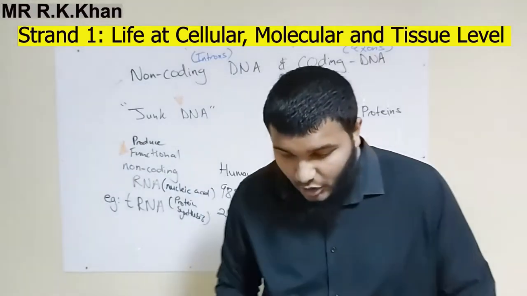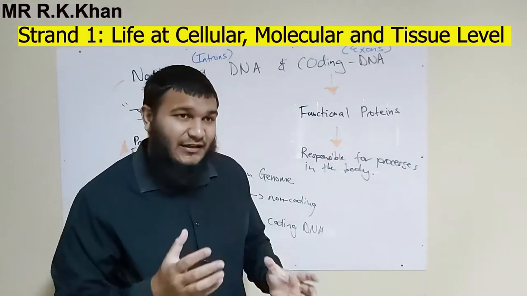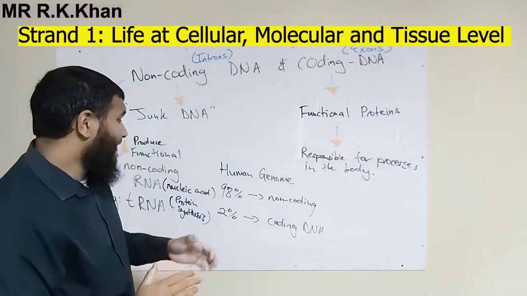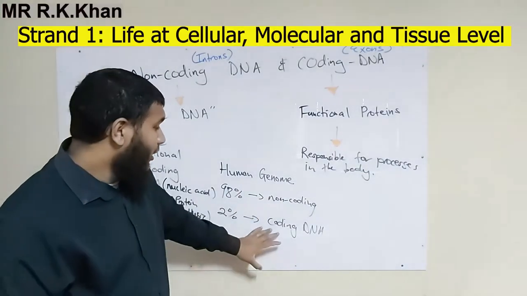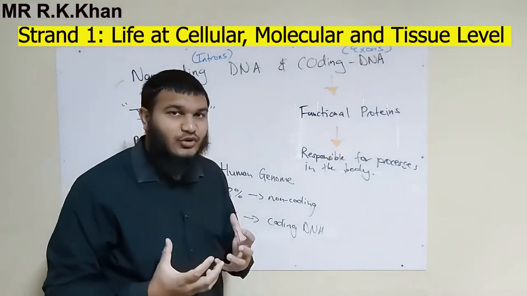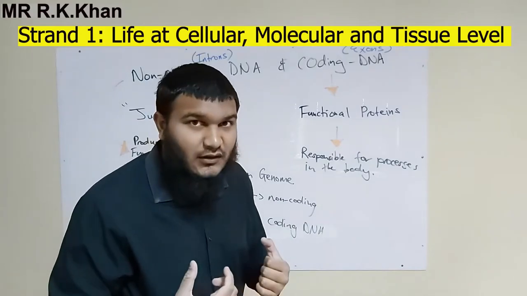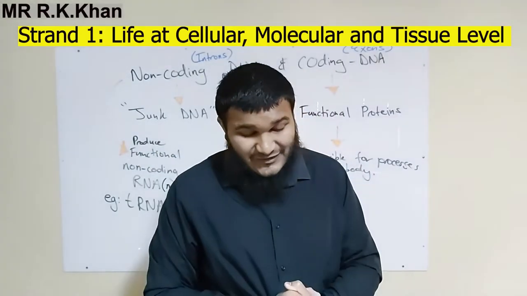Okay, grade 12. So we've learned so far what non-coding and coding DNA are. We learned about the human genome. We learned that 98% is non-coding and 2% codes. And these coding DNA produce functional proteins, and these functional proteins are responsible for the many processes in the body. All right, so we're going to move on to the cell cycle.